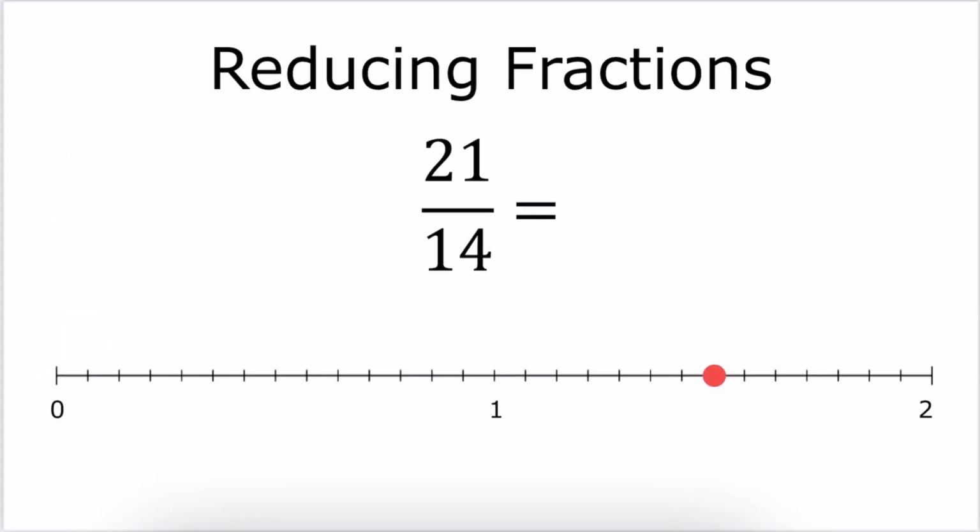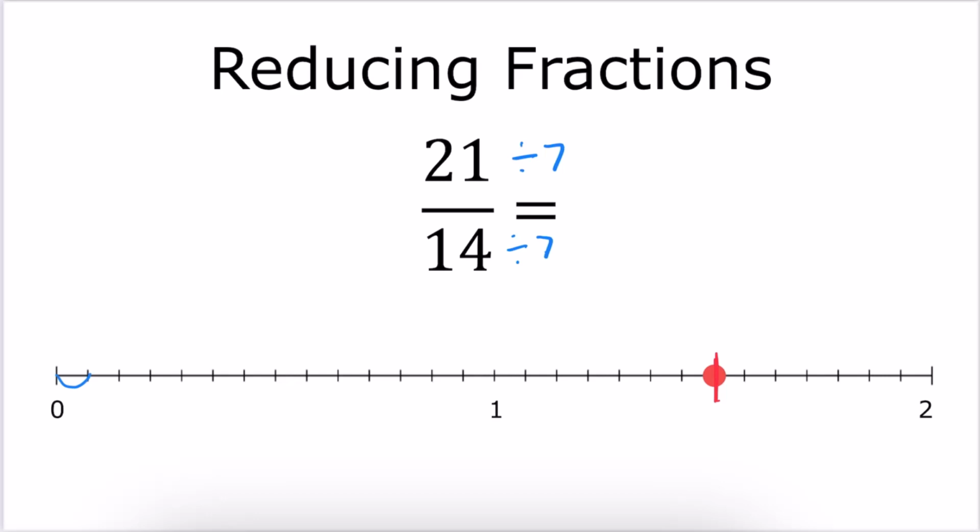So you can also reduce fractions similar to how we found equivalent fractions on a number line. So if we had 21/14, that would represent this point right here. And because 21 and 14 can both be divided by 7, we could divide the top and the bottom by 7. And the way that this would look on a number line is that we're going to split the 14ths up into groups of 7.